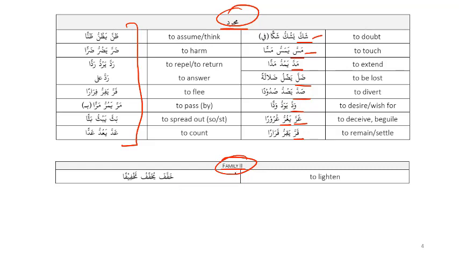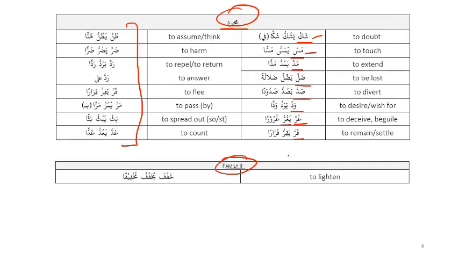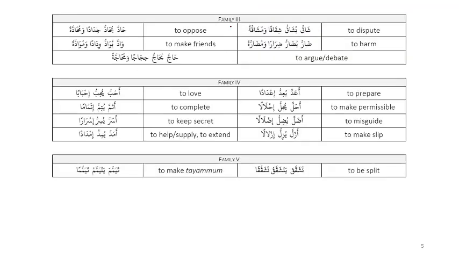So family 2 is Bab-e Taf'il. Sarrafa, yusarrifu, tasrif. So Bab-e Taf'il. Okay. And very quickly, this means khaffafa, even khafif, those whose Urdu is good. So khafif means light. So khaffafa means to lighten. Okay. Family 3. Shaaqqa yushaaqqu means to dispute. And then there are two masdars, shiqaqan and mushaqqatun.